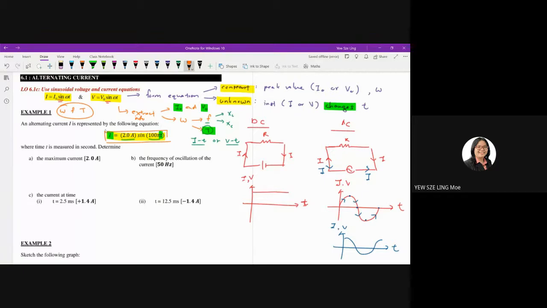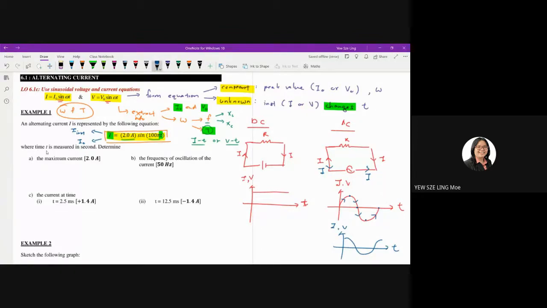All right. So now let us go through Example 1. Example 1: an alternating current I is represented by the following equation. When you are given this equation, it can be used to calculate the instantaneous current. And of course, you can get the peak value from this equation as well. So by using this equation, you have two pieces of information. You can use it to calculate I instantaneous, or you can get the peak current from the equation. Where time is measured in seconds.